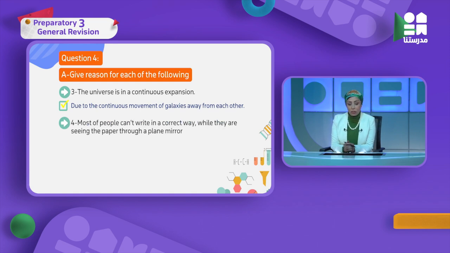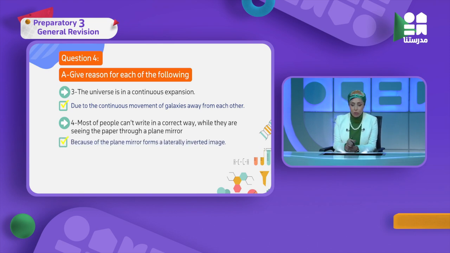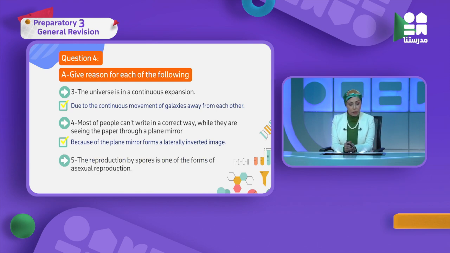Most people cannot write in a correct way while they are seeing a paper through the plane mirror. If I put a paper in the plane mirror, I can't read it well. Why? Because the image will be laterally inverted, so I can't read it well. So the plane mirror forms a laterally inverted image for the object.